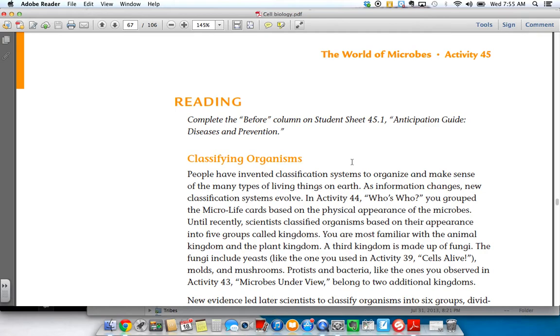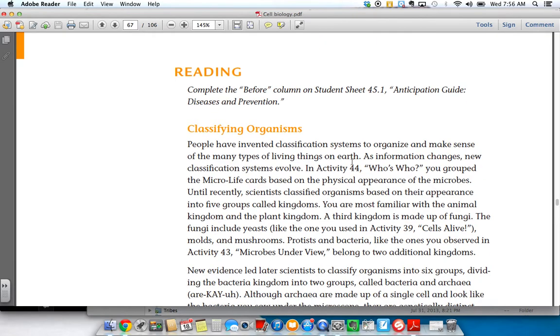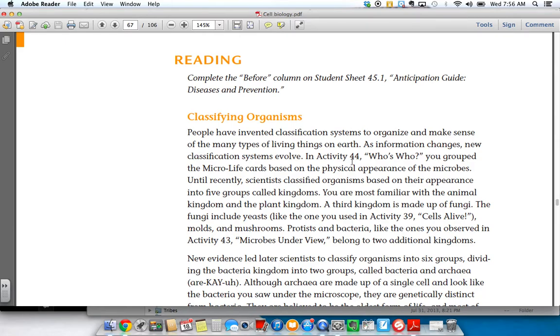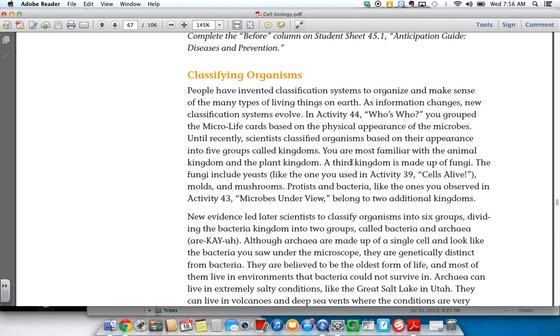So before you begin, you should have completed the before column of the student sheet 45.1 in the anticipation guide, diseases and prevention. And the first section is called classifying organisms. People have invented classification systems to organize and make sense of the many types of living things on Earth. As information changes, new classification systems evolve.